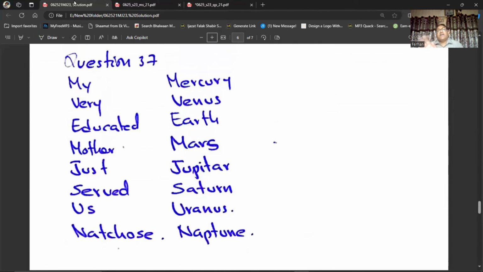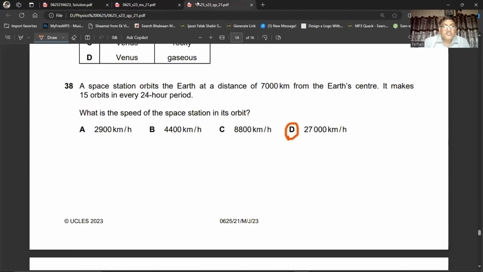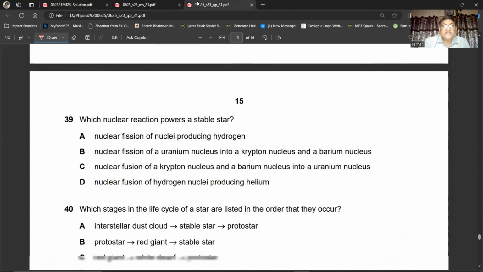And this is my very educated mother, who just served us nachos. This is for question number 37. This is Mercury, which is nearest to the sun. So 38 D is the right answer, sir.